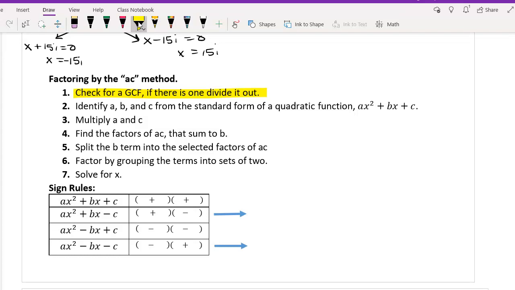Here's some sign rules. Always look to the second sign to determine what's going on. So here my second sign is positive. If your second sign is positive, that means both of your signs are the same, and it's going to be whatever the first sign was. So in this case, both signs are the same, and they're both positive.